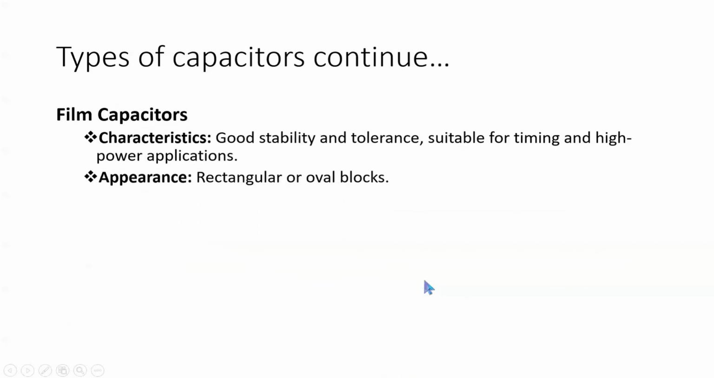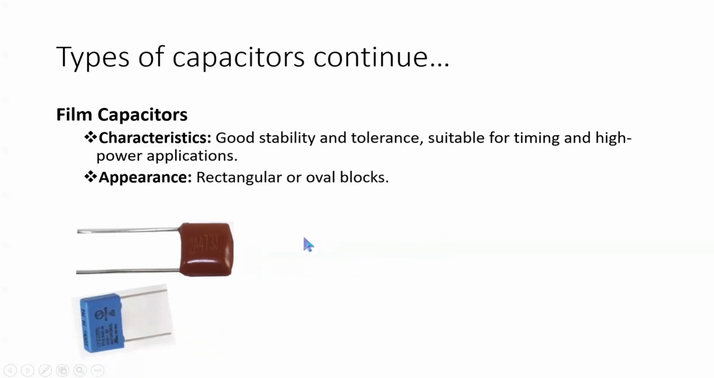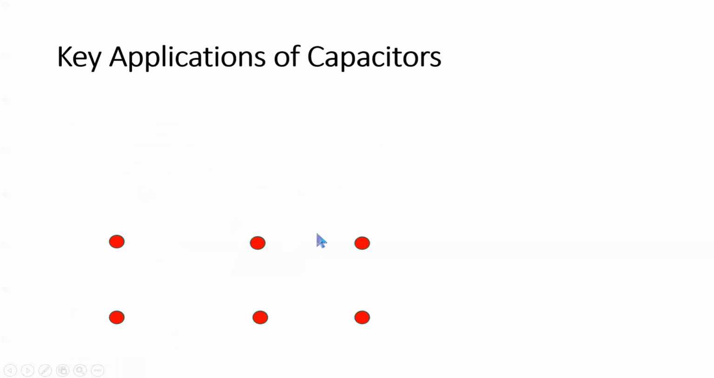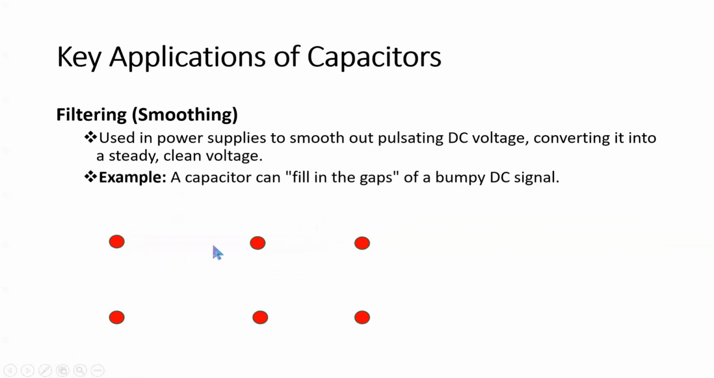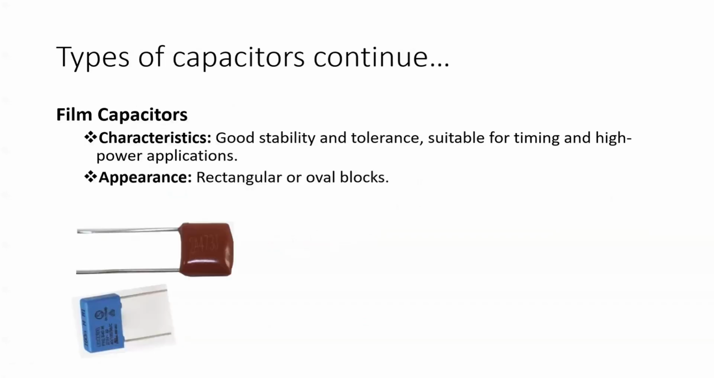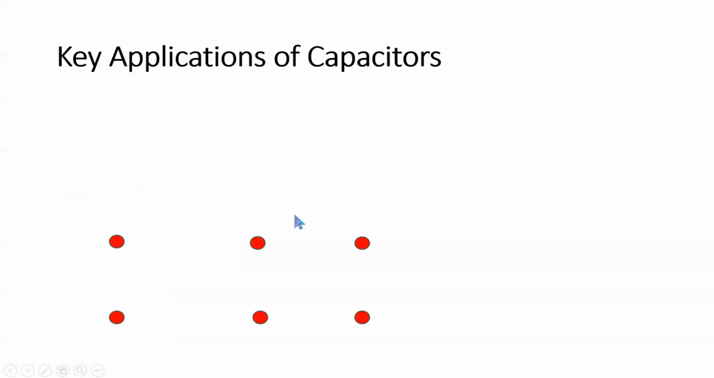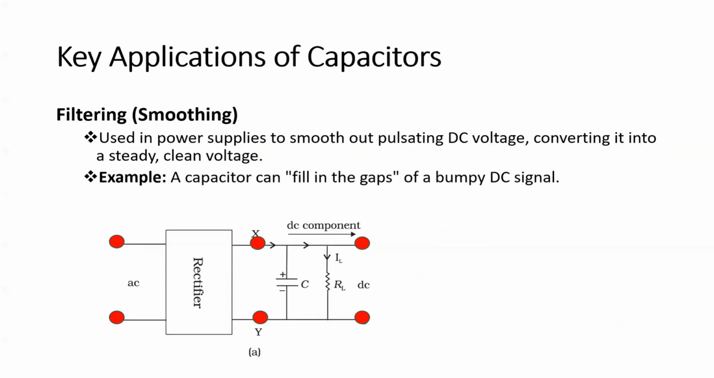So the next type is the film capacitors, and these have good stability and tolerance, and they are suitable for timing and high power applications. Their appearance is usually rectangular or oval. Having looked at a number of capacitors, ladies and gentlemen, we can look at the applications of these capacitors.